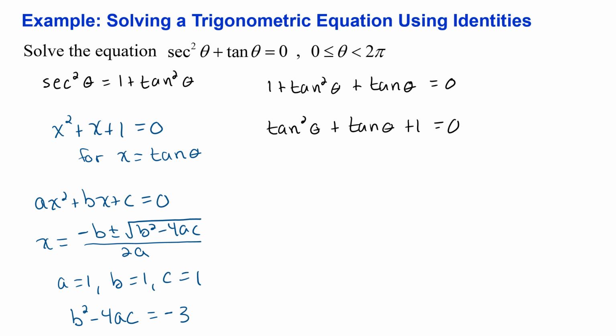Since we're going to have the square root of a negative number, then our solutions are not real valued. They will be complex numbers. Therefore, our trigonometric equation has no real solutions. So we write that the solution is the empty set.